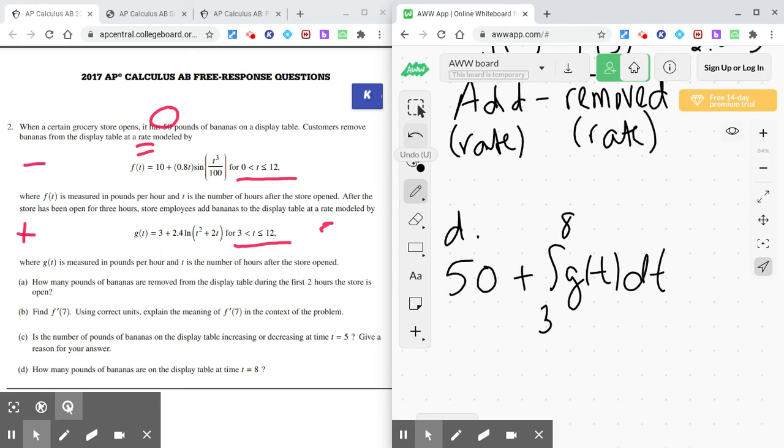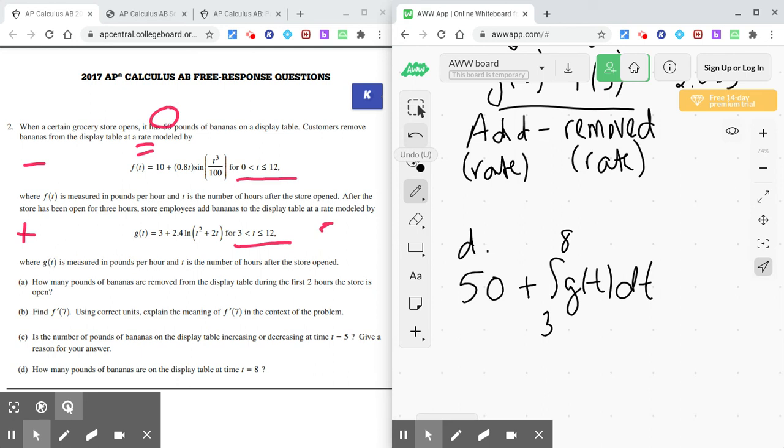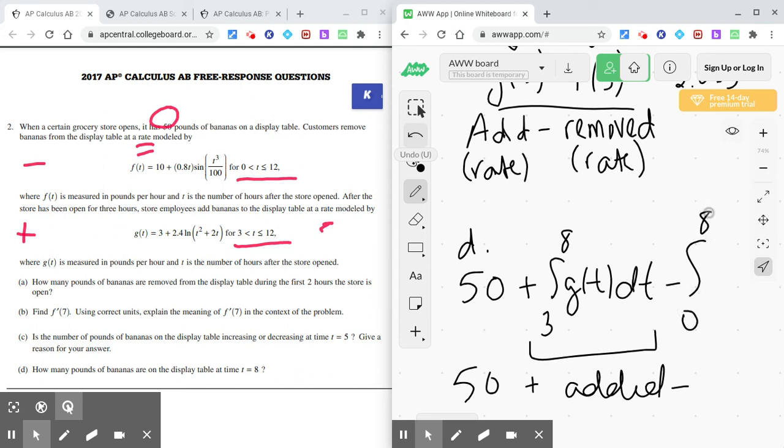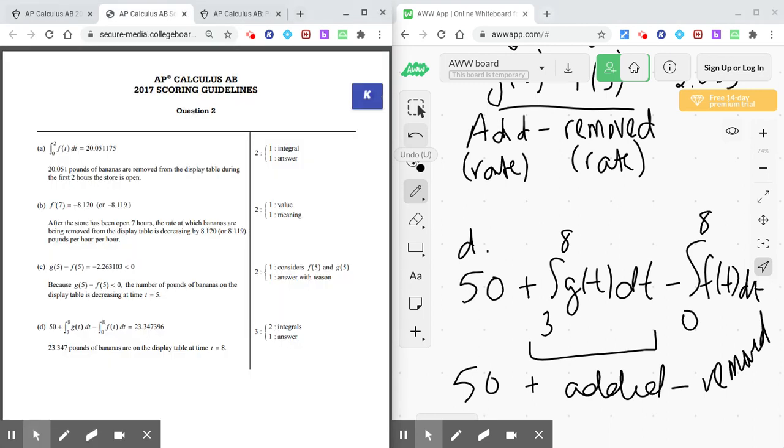So once I have that, I can then say, okay, that's how many pounds of bananas were added. So it's our start plus what was added. And I need to take away what was removed. And that's going to be the integral from 0 to 8 of f of t dt. So minus what's being removed. Get that in there. Good enough. Check out what they have. They have the same thing: 50 plus what's being added minus what's being removed.